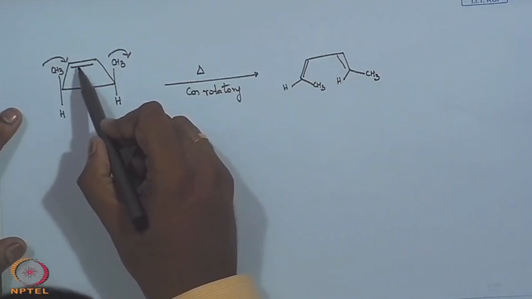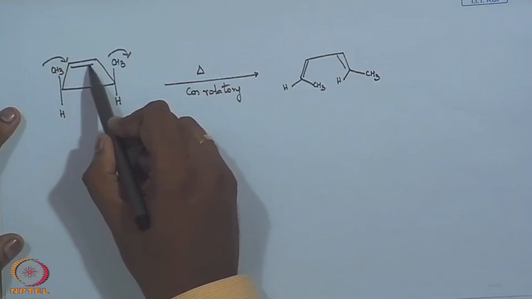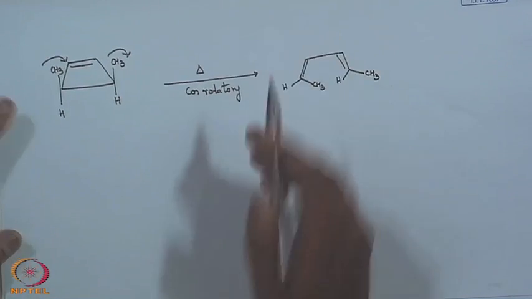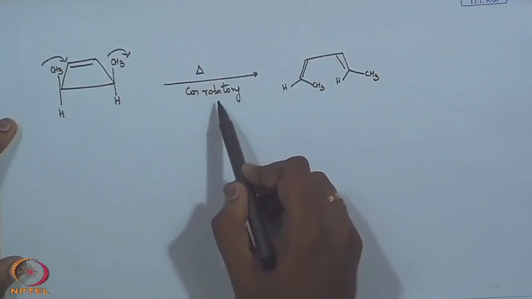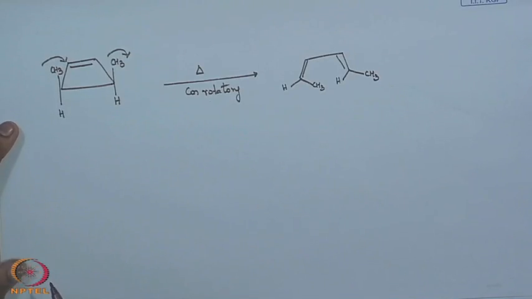But for just the rule application, I am just saying that this is a 4n plus 2 system where I have included only one pi system, that is a 2 electron system for me. It looks like a 2 electron system, and my rule says it is reverse. So, heating, then it becomes conrotatory, and I get this product.